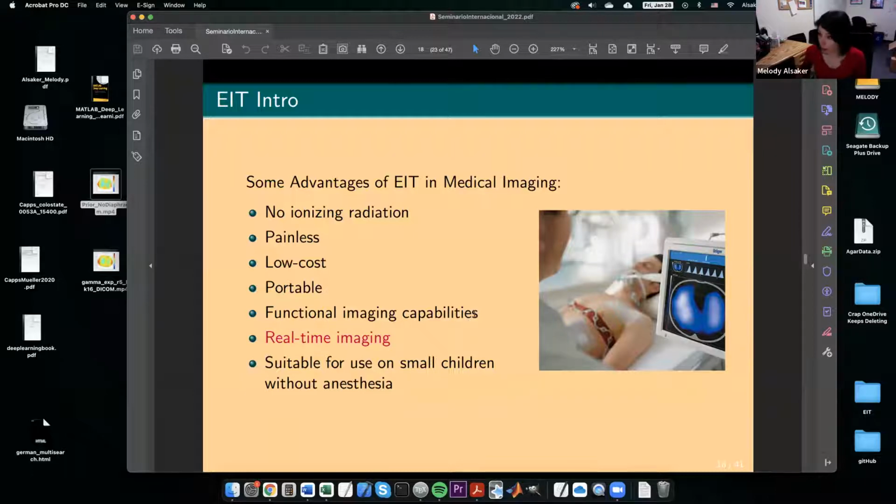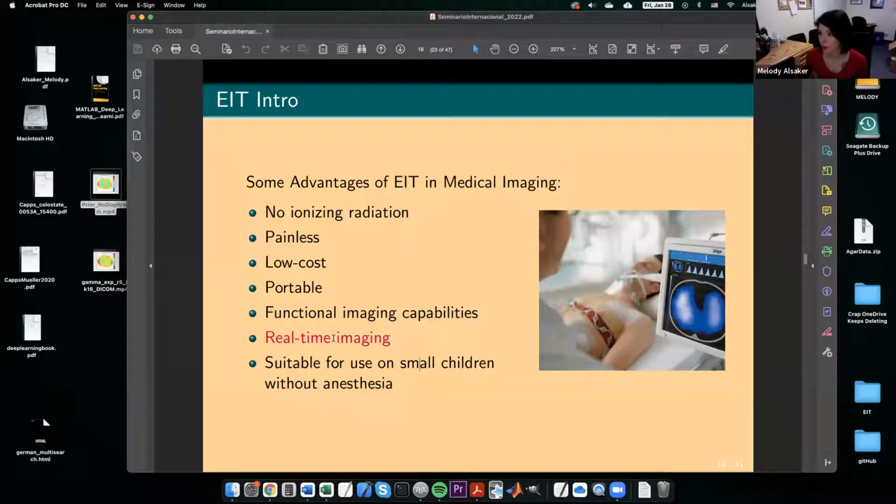We do have functional imaging capabilities with EIT, which simply means we can watch the patient's internal bodily processes unfolding by taking a series of images and making a movie out of it. So we can see the heart beating, or we can see the air going into the lungs. I've highlighted the real-time imaging because this is something that I have helped develop. This is an ongoing project.